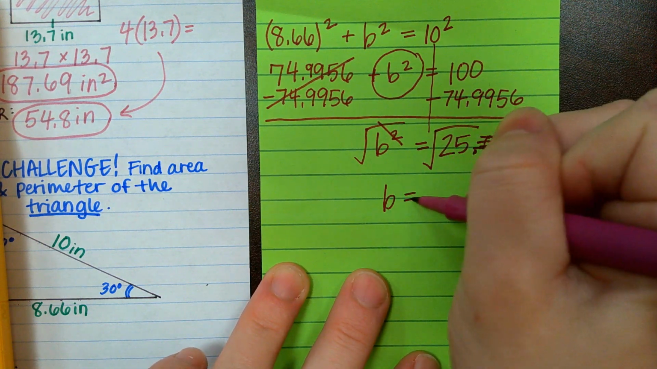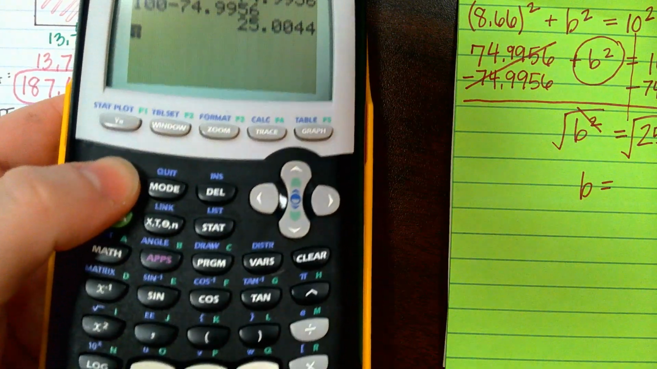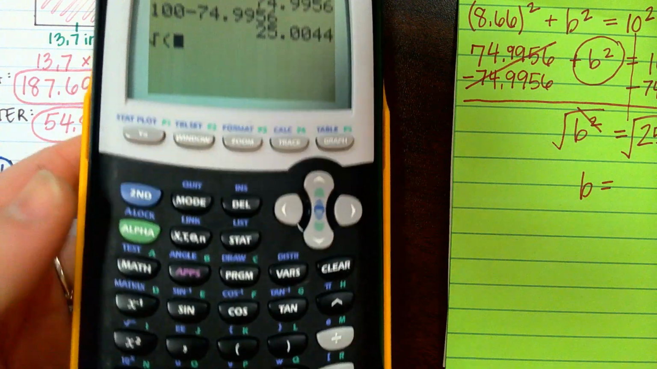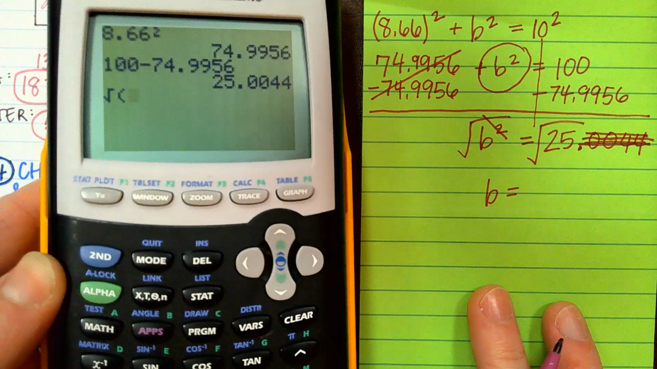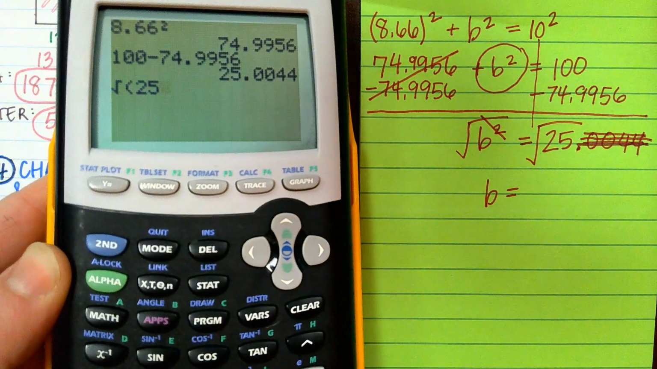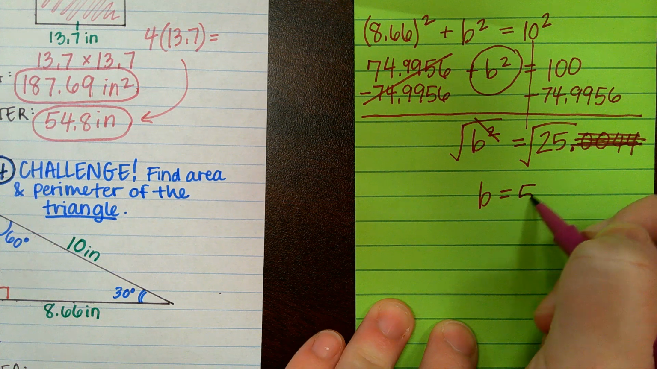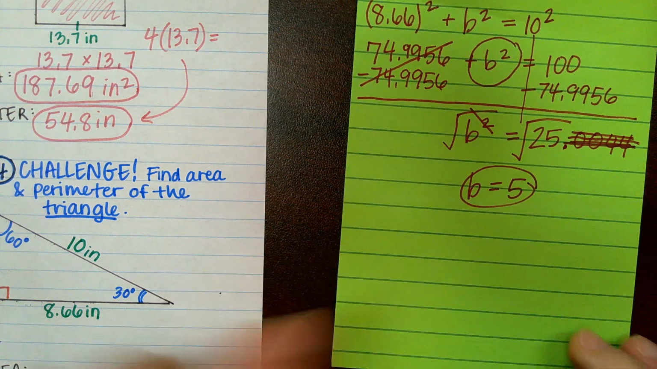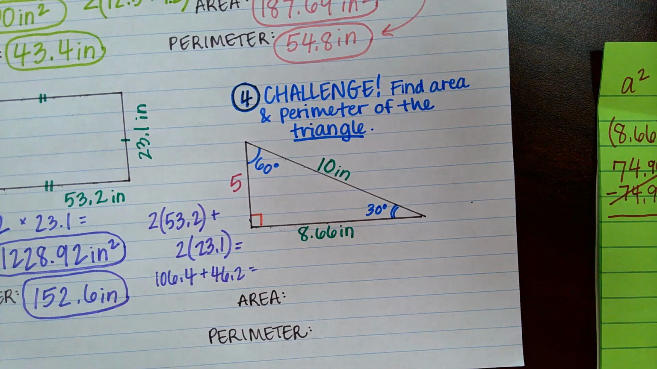So I'll have b equals, and do you remember how to type in a square root? Is it the second? Yes. So we'll hit second x squared. Now we've got our square root, and then we type in our number, and it's 25. 5. It worked. That's what we got the other way. So now we finally have our missing side. That took forever.